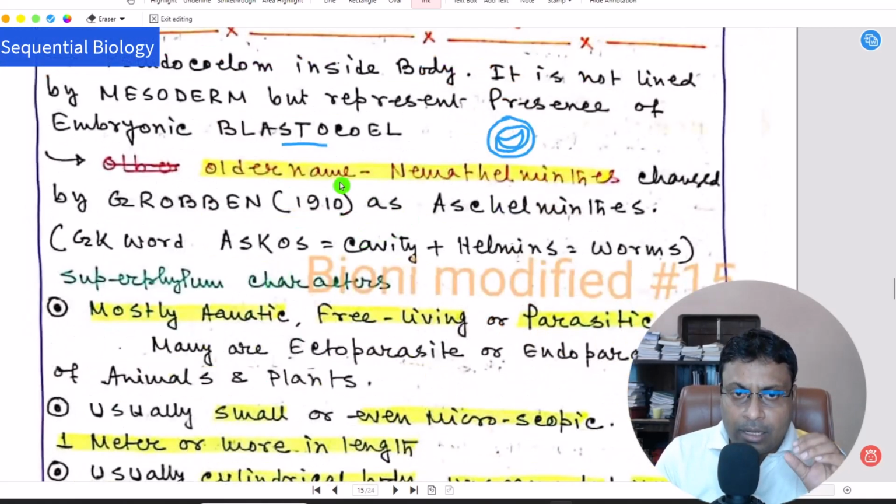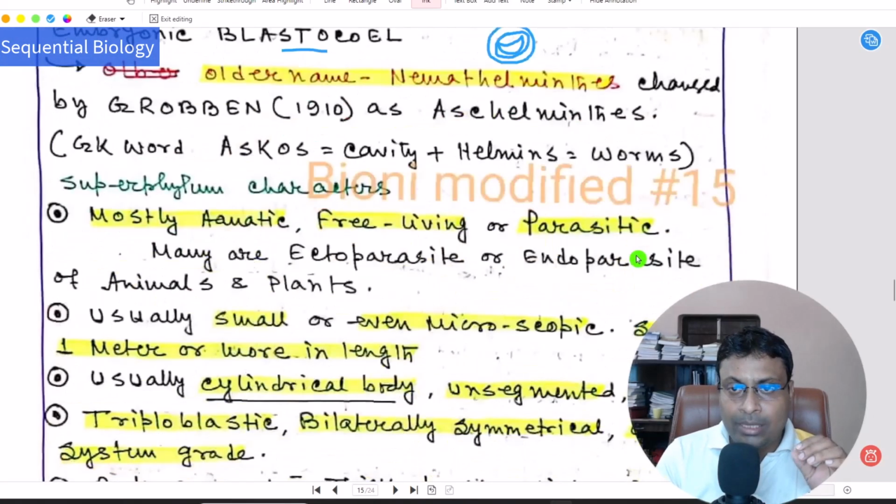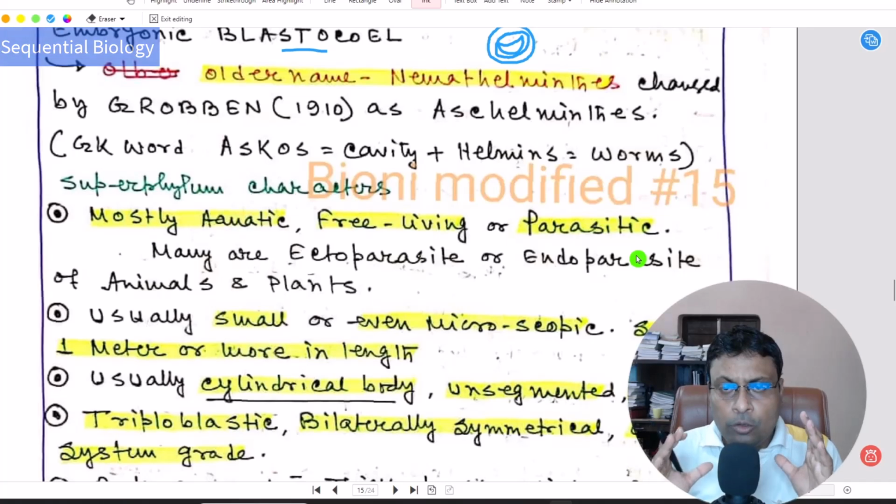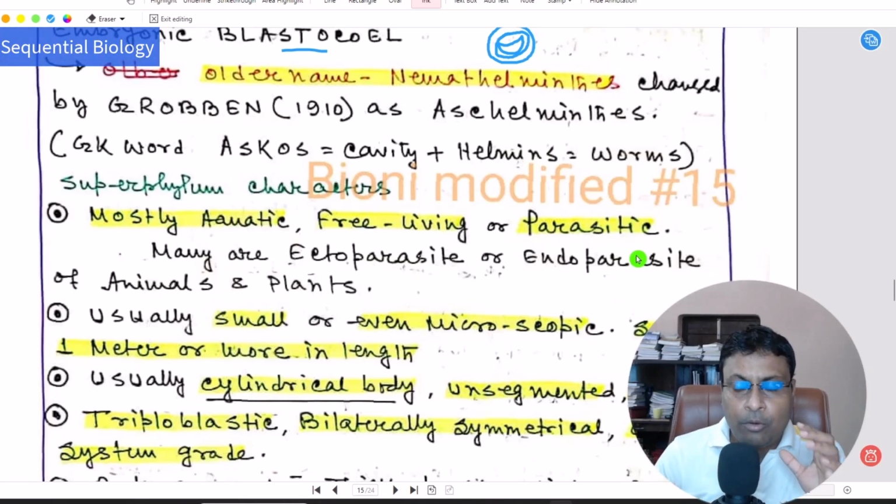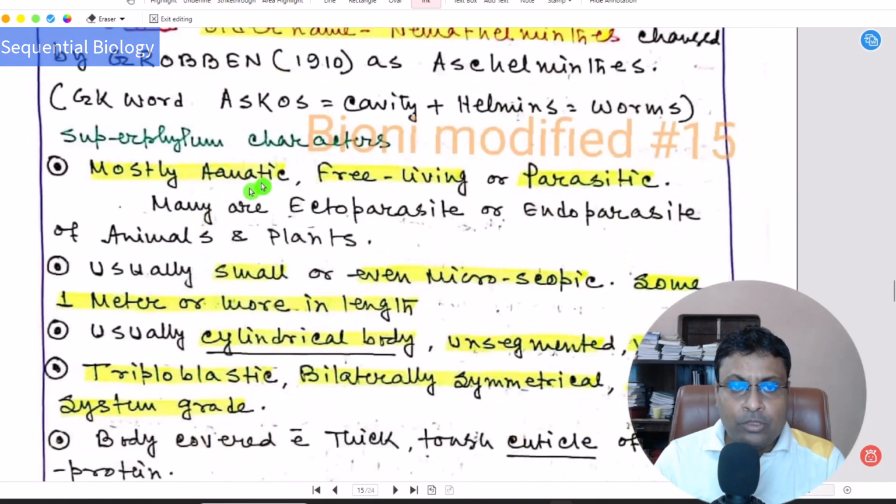Previously this Superphylum Aschelminthes was known as Nematohelminthes, and the name was changed by Grobben to Aschelminthes. The Greek word askos means cavity and helminths means worms, so they are the first animal group in which a cavity appears, and for this reason they are known as cavity bearing worms because their body is worm like. Superphylum characters: they are mostly aquatic and free living or parasite.